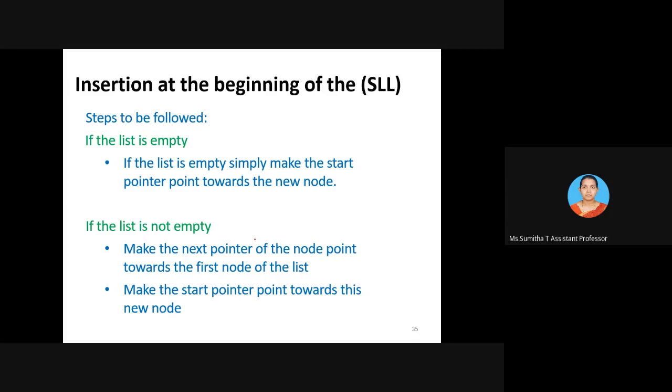We should create a new node, ma'am. Yes, you should create a new linked list with the particular node we are going to insert. If the linked list is empty, then the particular node will be the only part of the linked list, with no other nodes. So if the list is empty, simply make the start point to the new node we are going to insert. That node will be the head node of the linked list. This is the process. And if the list is not empty, what will be the procedure?